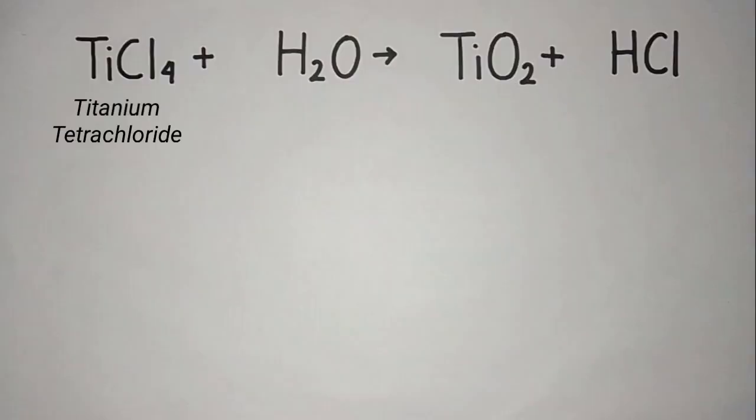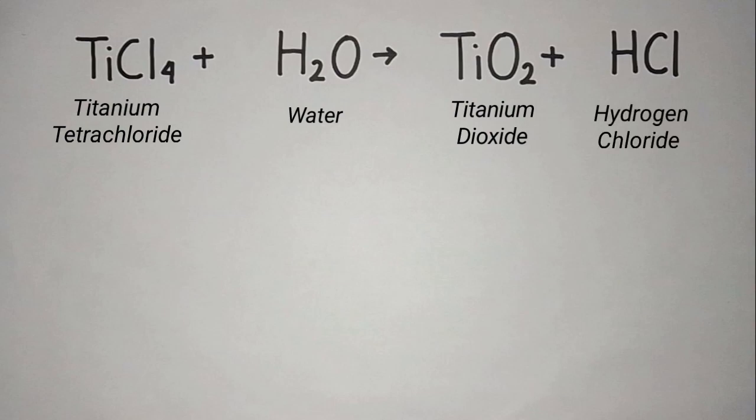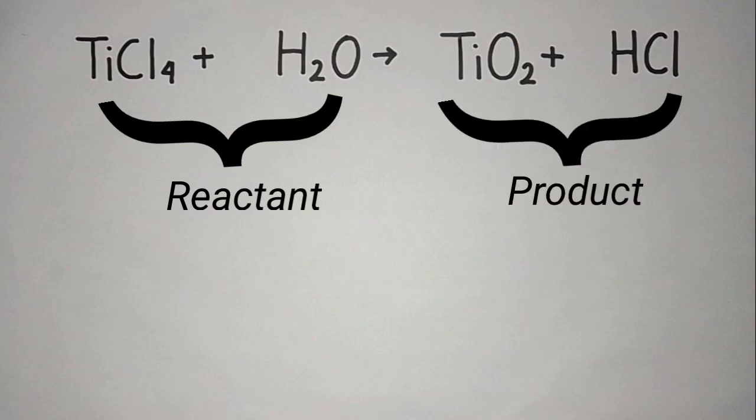So the formula for titanium tetrachloride is TiCl4, plus the water is H2O, and then arrow, the titanium dioxide, which is TiO2, plus hydrogen chloride, which is HCl. So this is the reactant side and this is the product side.